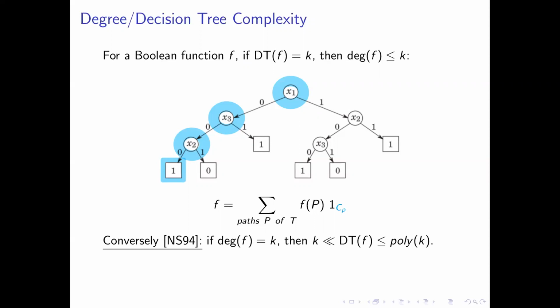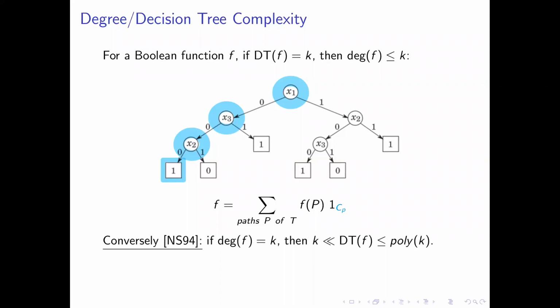So if my Fourier degree is k, then I can find a decision tree that is not too large, so polynomial in k. And they were also able to show, I believe, that if the degree is k, then the decision tree has to be super linear in k. So it has to be super linear, but it's still polynomial.